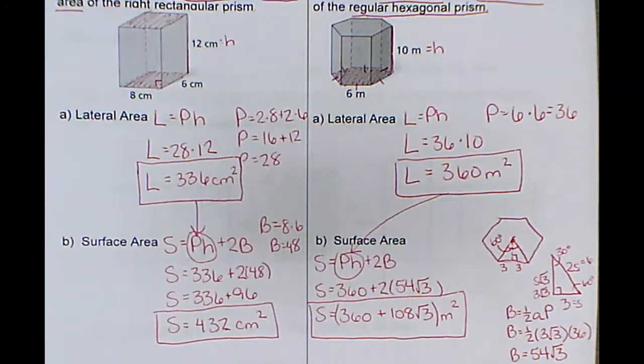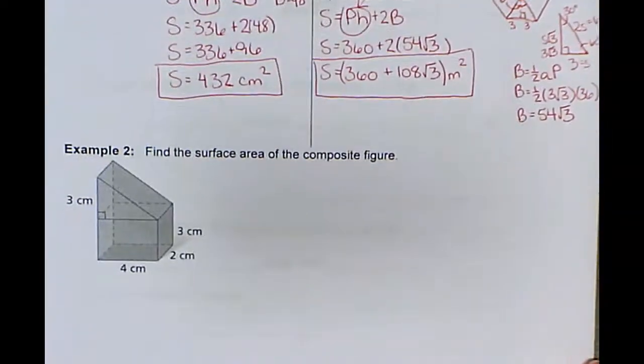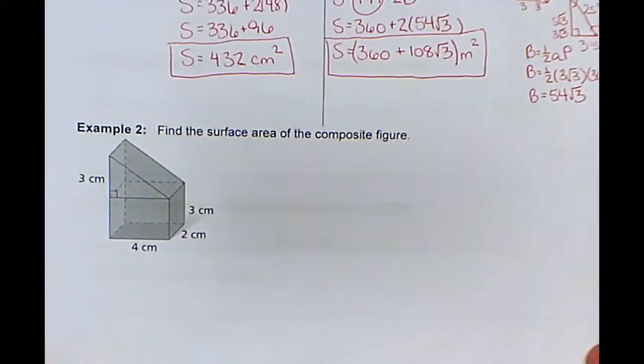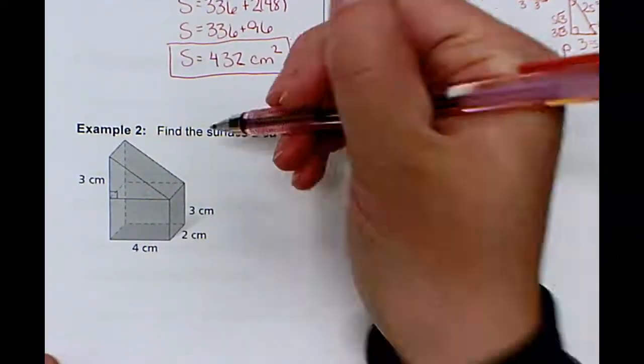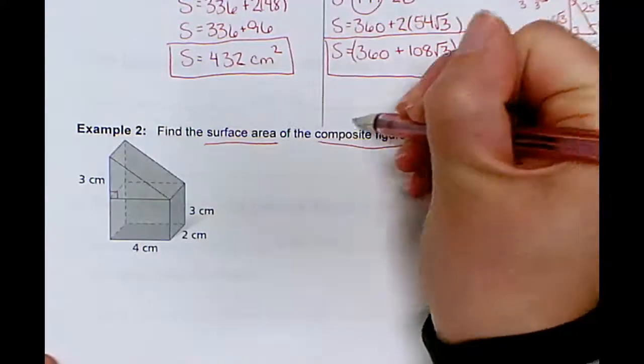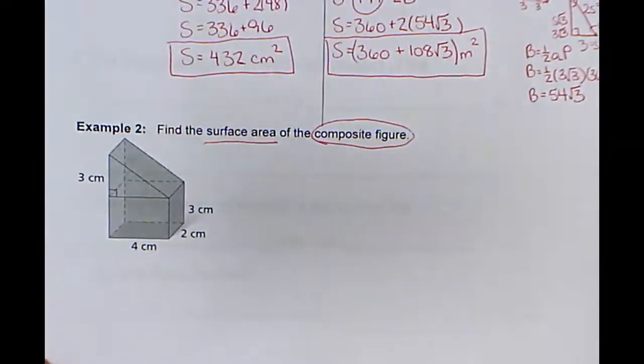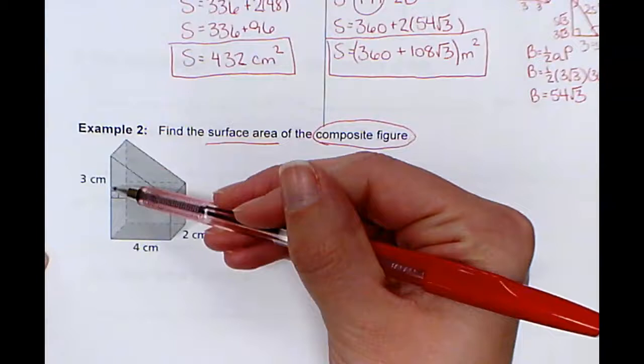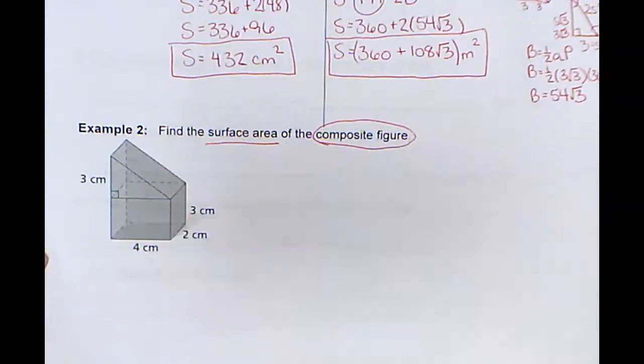Now, these are problems that talk about the lateral area and the surface area of a prism. Occasionally, you will have a problem that requires that you find the composite surface area, so the surface area of the composite figure. Composite, remember, means that we are composing it of multiple pieces. So in this problem, there are two prisms. Up top, we have a triangular prism, and on the bottom, we have a rectangular prism. And I need to find the total surface area.